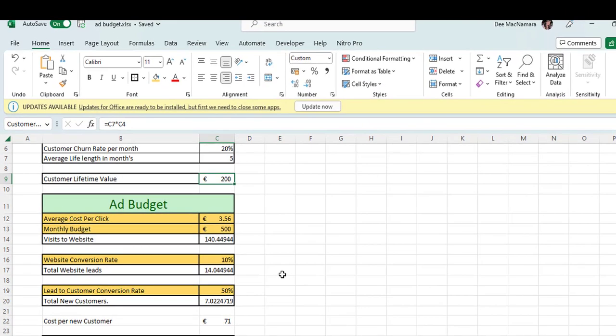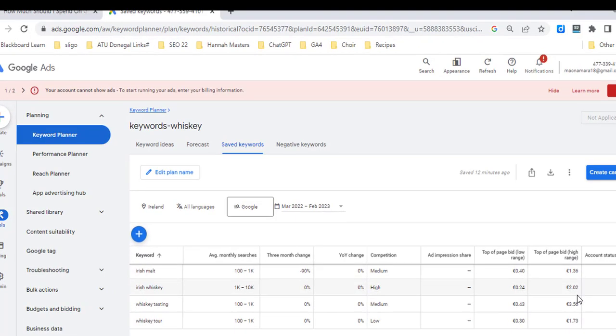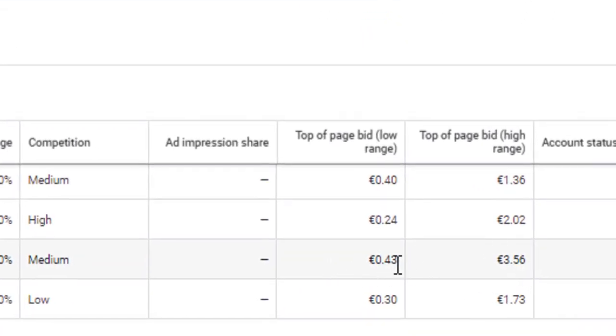Now, the reality is, when we saw in Google Ads, this was the high end. You might only end up spending 43 cents. And you could actually decide, you know what, 356 is the average high top of page range, but actually maybe I'm a bit nervous with that. I think I'm going to go 250 and see how many I can get at 250.